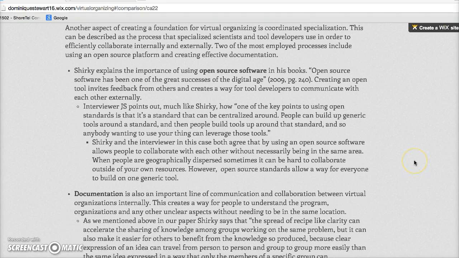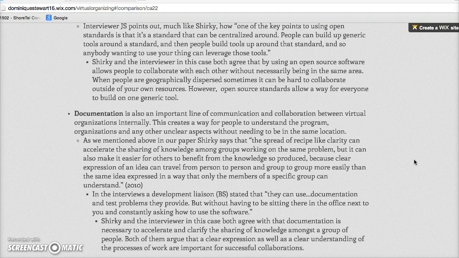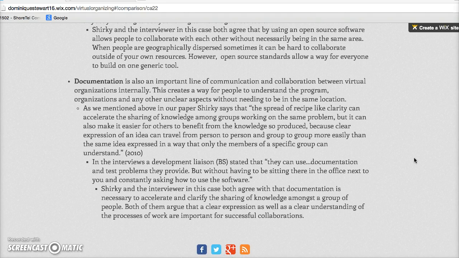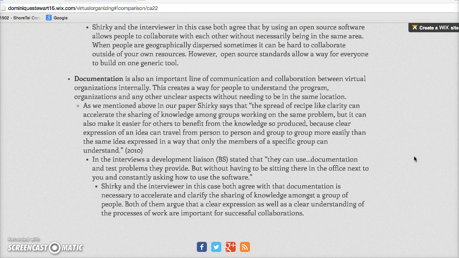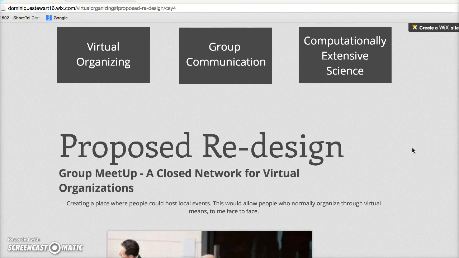Lastly, there was a consensus between Shirky and the scientists that documentation is necessary to accelerate and clarify the sharing of knowledge amongst a group of people. Both of them argue that a clear expression as well as clear understanding of the processes of work are important for successful collaborations. Now let's talk about our proposed redesign.